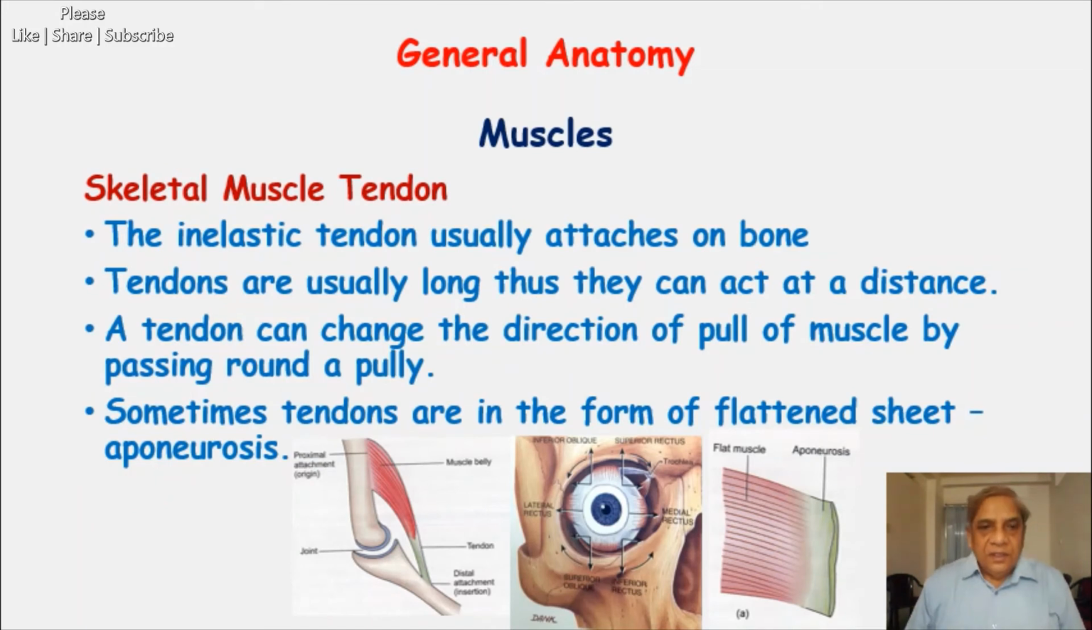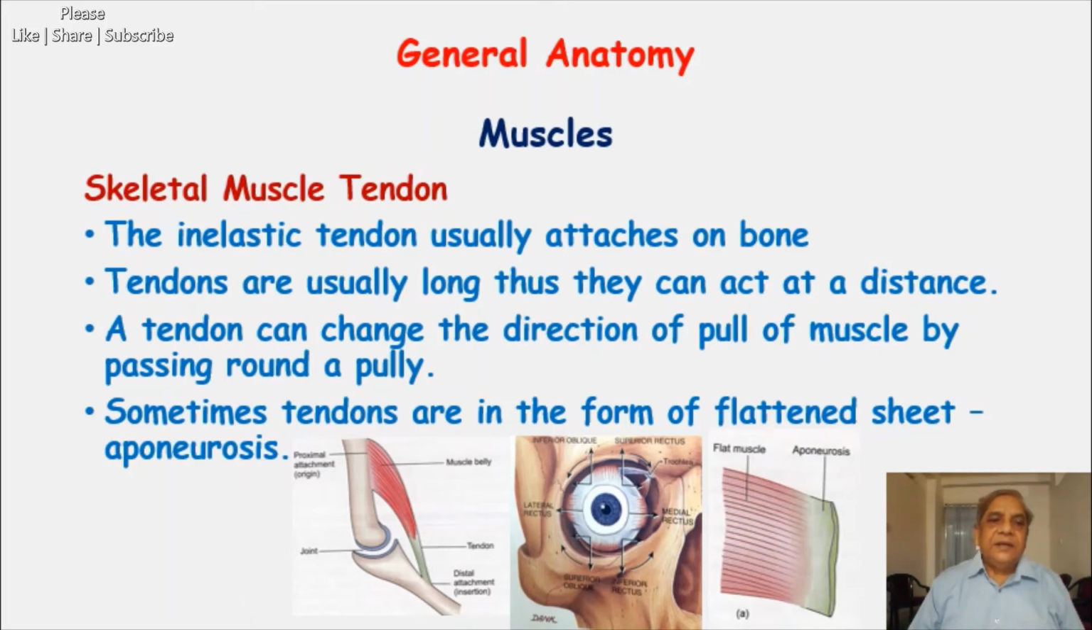Now, after completing the general anatomy of the skeletal muscle belly, we come to the skeletal muscle tendon. I have told you that it is inelastic in nature. That means it cannot be expanded. If you try to stretch a tendon, it can't. It is just like a nylon rope, which you must have seen. You cannot stretch it like a rubber band.